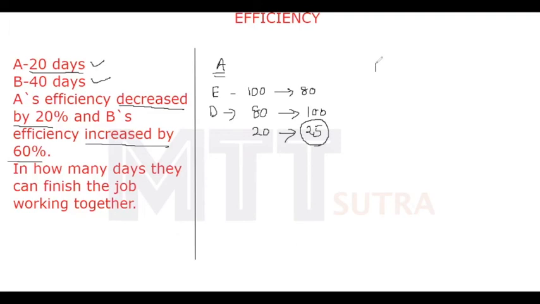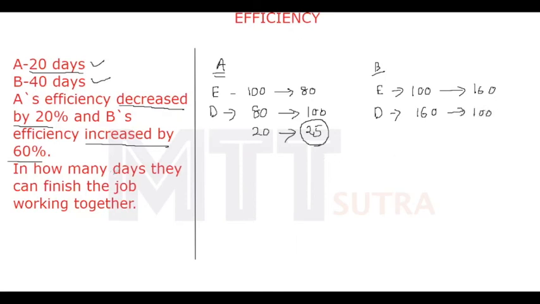Similarly, let us find the case of B. In the case of B, efficiency of B increased by 60%. So if efficiency was earlier 100, it becomes 160. Now the number of days required by B will be the reverse ratio. If it was 160, then it will become 100.